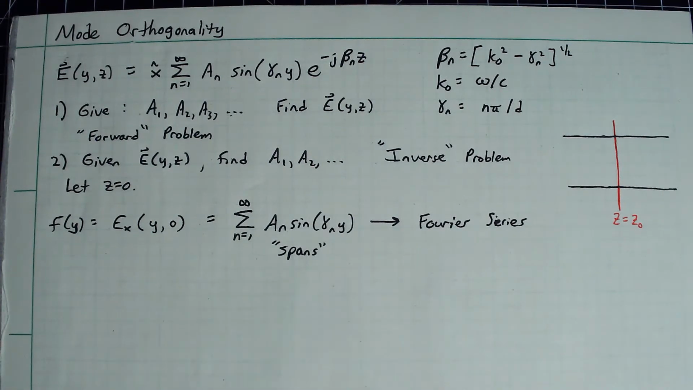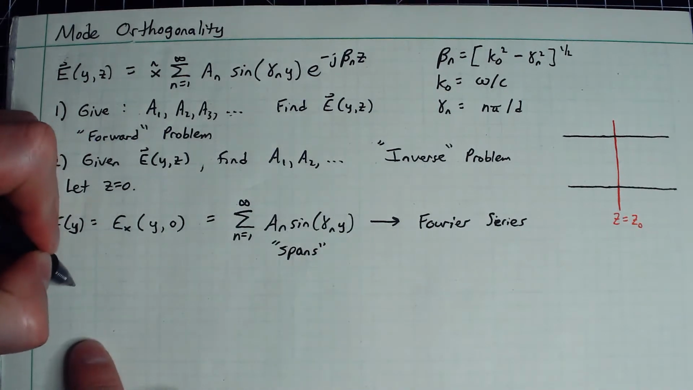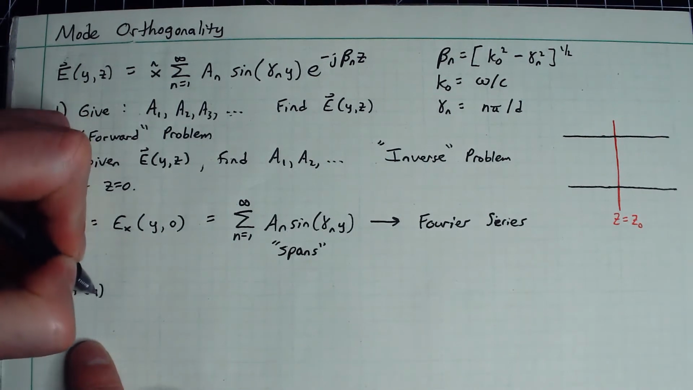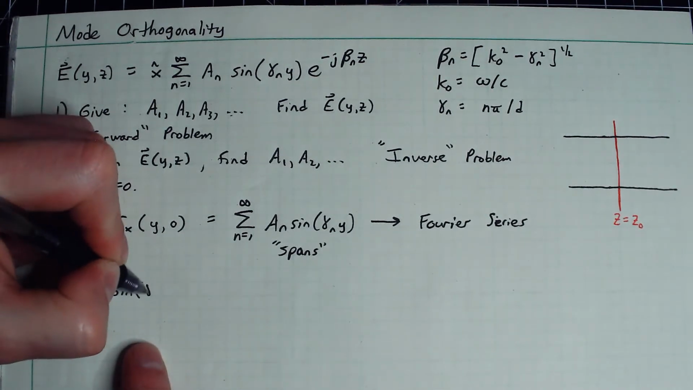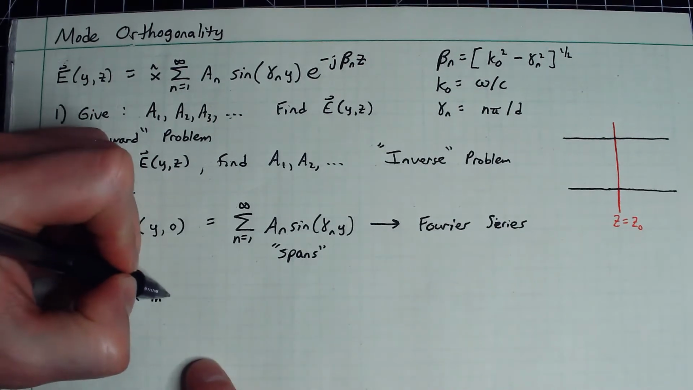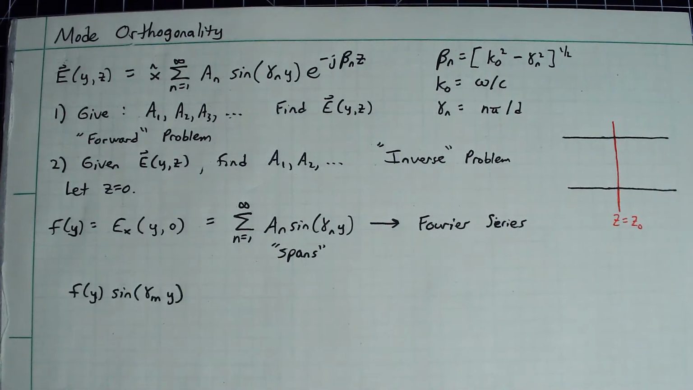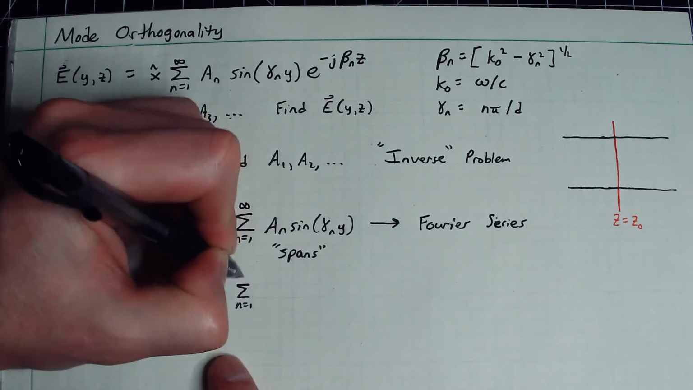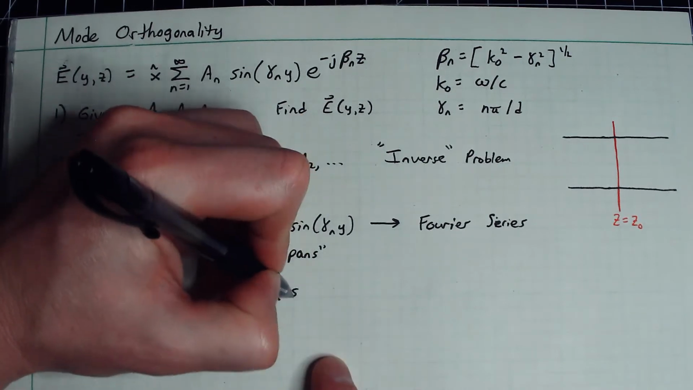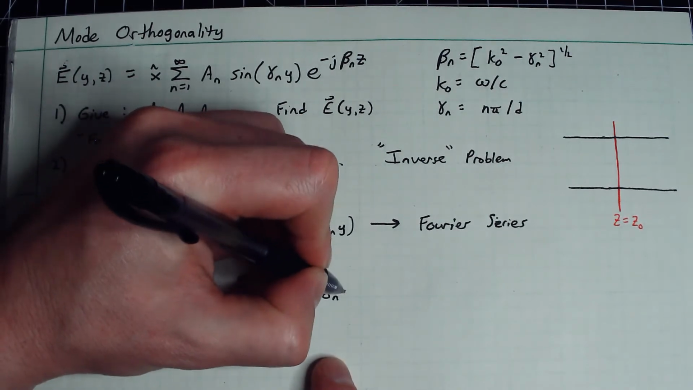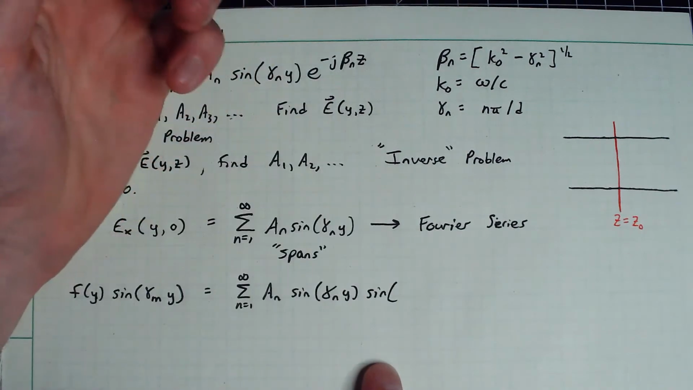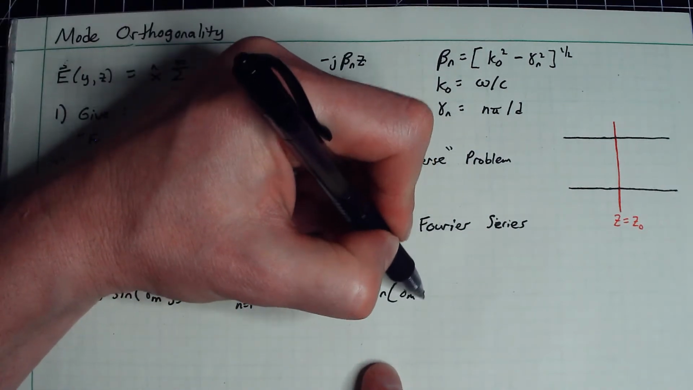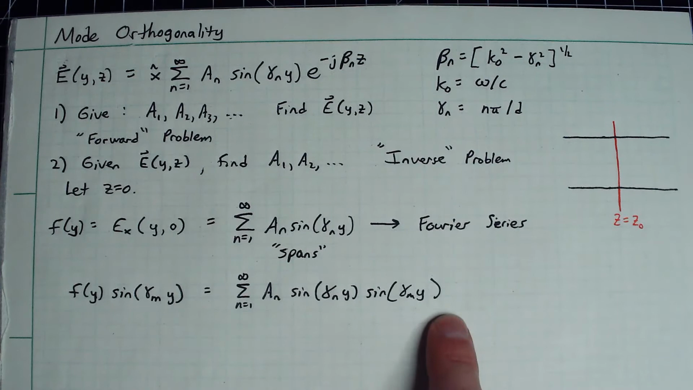So due to the properties of the Fourier series, if I know f of y, I can derive the actual coefficients here, a sub n. So it works like the following. First things first, I'm going to take f of y, and I'm going to multiply it by some random mode profile, sine of gamma sub m y. So you notice that would become the summation from n equals 1 to infinity of a sub n sine of gamma sub n y times sine of gamma sub m y, like the following.